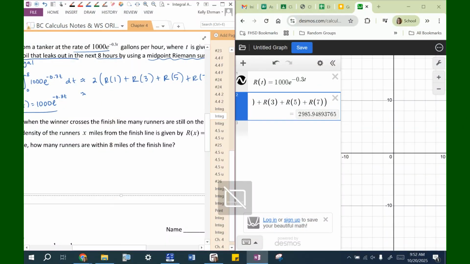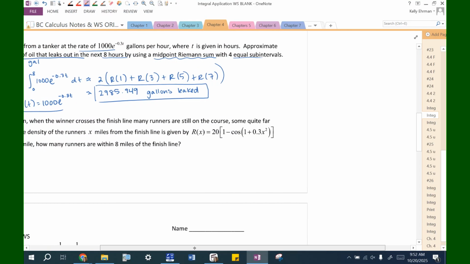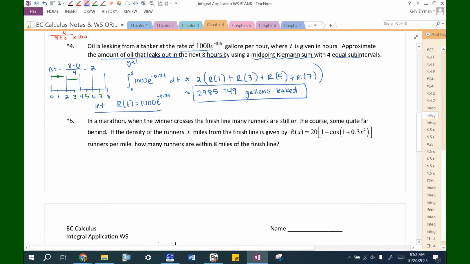Rounded to 3 places, I'm getting 2,985.949. This is measured in total gallons. That's gallons leaked out. You don't have to say that, but I think it's a good reminder to yourself what you're trying to find here. So that's how many gallons we're approximating have leaked out without doing actual integration.